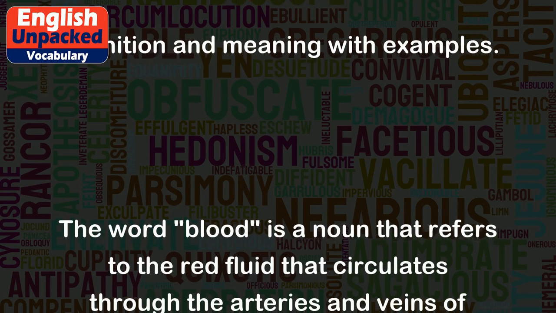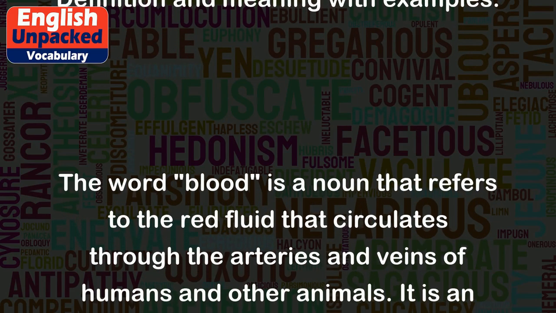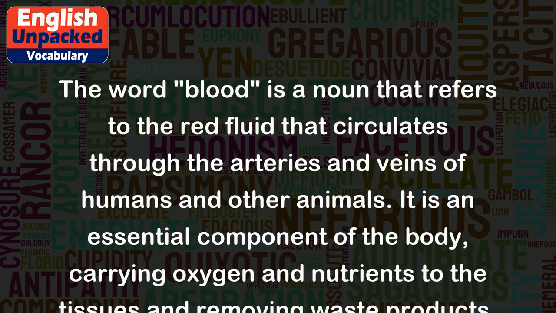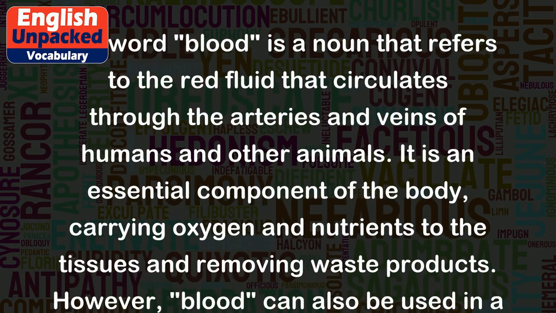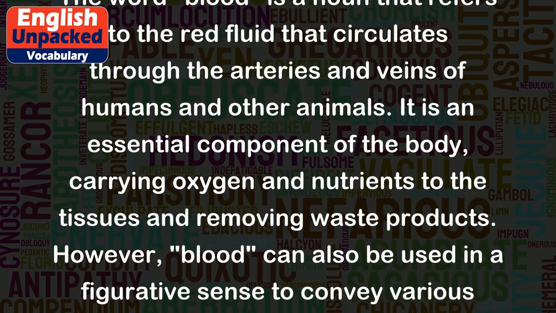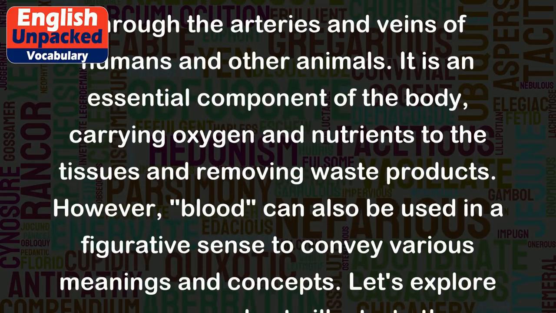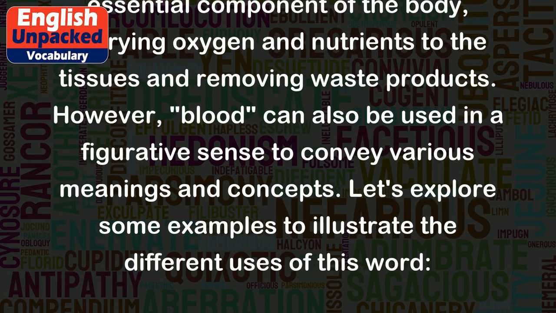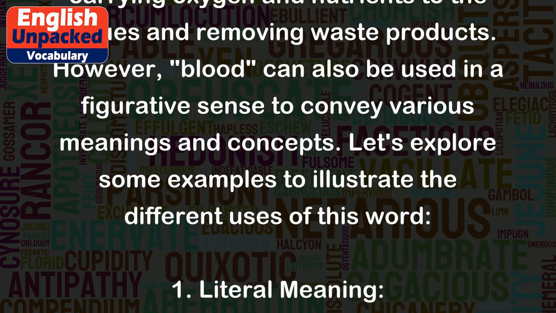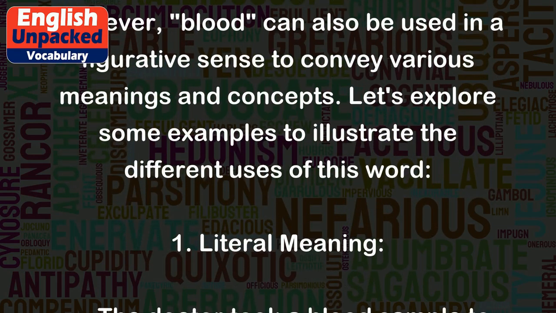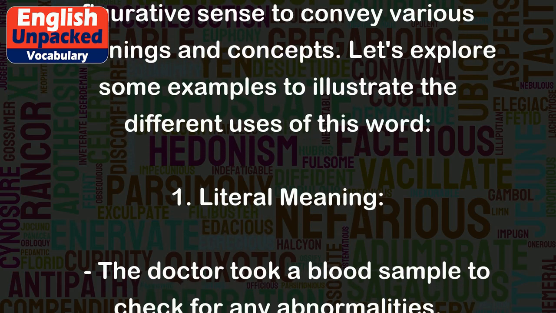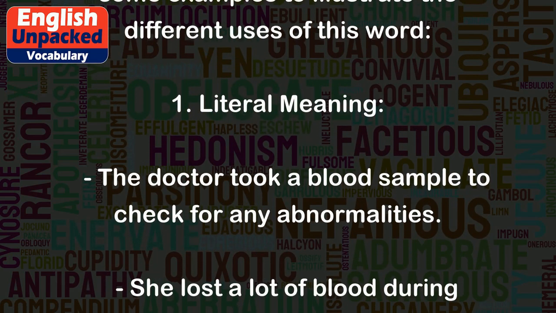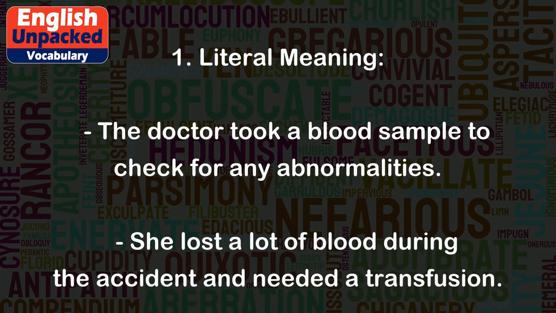The word blood is a noun that refers to the red fluid that circulates through the arteries and veins of humans and other animals. It is an essential component of the body, carrying oxygen and nutrients to the tissues and removing waste products. However, blood can also be used in a figurative sense to convey various meanings and concepts. Let's explore some examples to illustrate the different uses of this word.